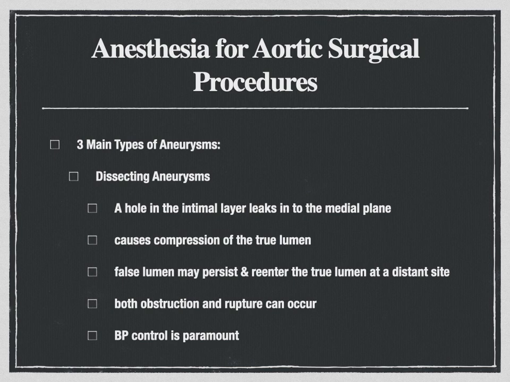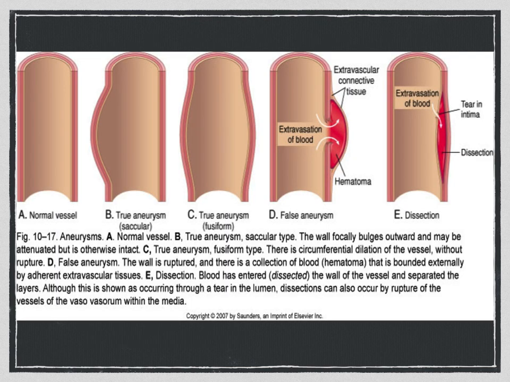Both obstruction and rupture can occur with the dissecting aneurysms. Therefore, blood pressure control is paramount in the management of these patients. And in that far right picture, you can see the depiction of a dissection. You can see how it tapers off and how you could have a false lumen that forms and have blood flow that would enter from the proximal end and exit at the distal end.